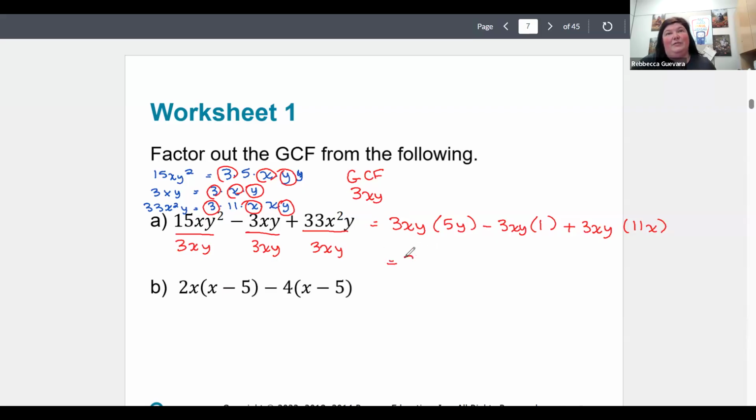So if I pull everything out, 3xy, I'm left with 5y minus 1 plus 11x. And this would be the factored form. And I cannot factor any further because there's not something else I can factor out of these terms other than 1. That's the best we're going to do there.